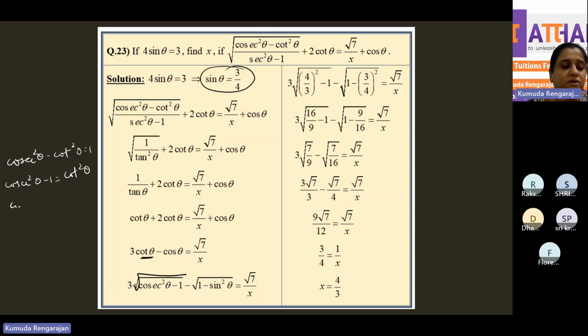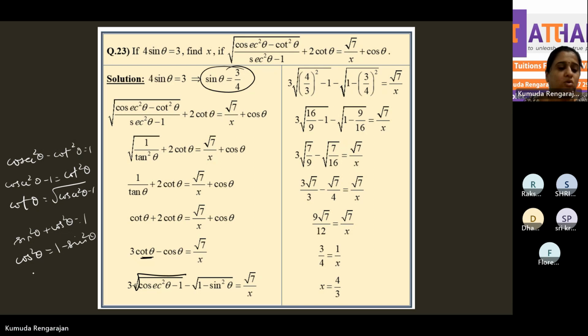So cot theta is equal to square root of cosecant square theta minus 1. That's what I've written here. Similarly, for cos theta: sin square theta plus cos square theta is equal to 1, so cos square theta is equal to 1 minus sin square theta. So cos theta is equal to square root of 1 minus sin square theta.